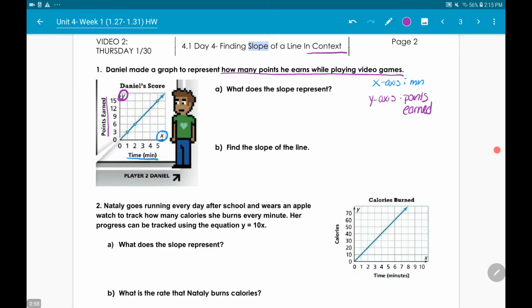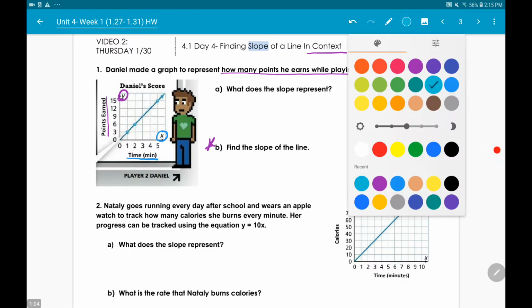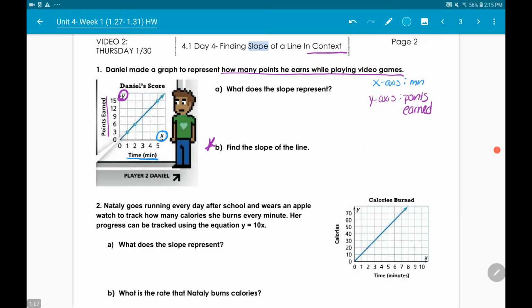Instead of doing part A first, I'm going to do part B first. We're going to find the slope of the line. It's a little bit easier. We've been doing that for a couple of days now. So let's pick 2 points. These points are already given to us, but they're just not labeled. This first one here is x is 1, comma 3. And then the second point here is 2, comma 6.